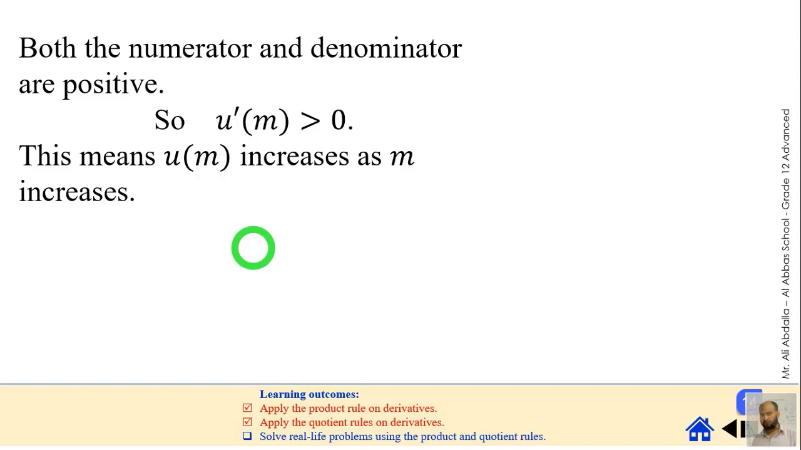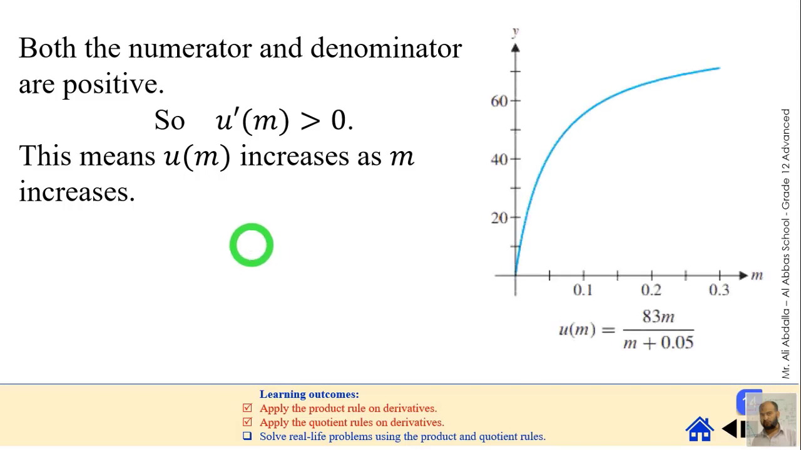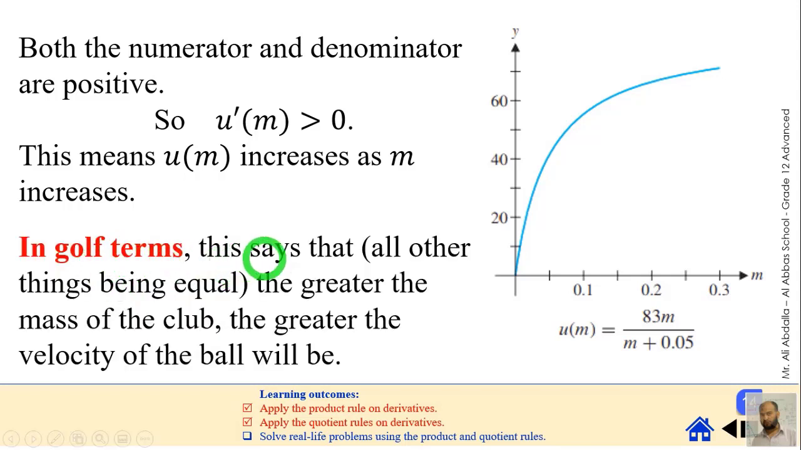This means u(m) increases as m increases. We can see that in another way. A positive slope of all tangent lines indicates that the graph of u(m) should rise from left to right, as the graph shows. In golf terms, this says that all other things being equal, the greater the mass of the club, the greater the velocity of the ball will be.